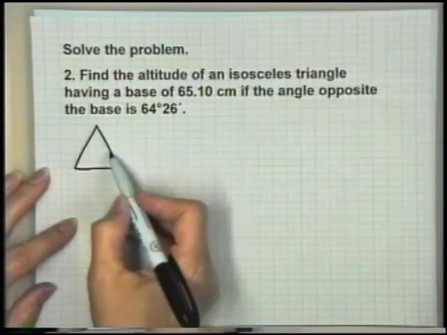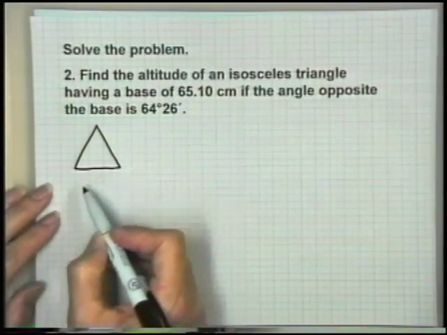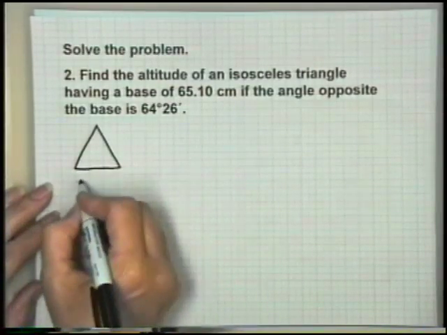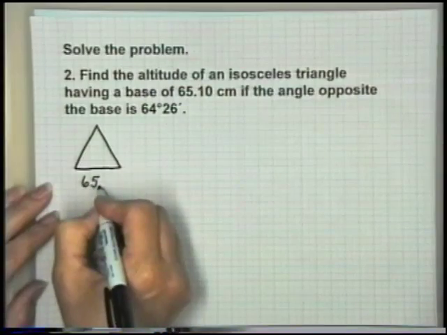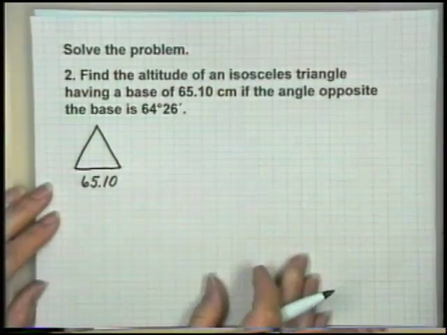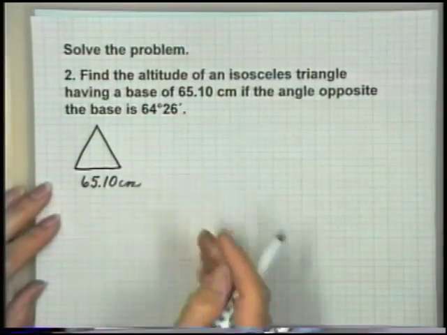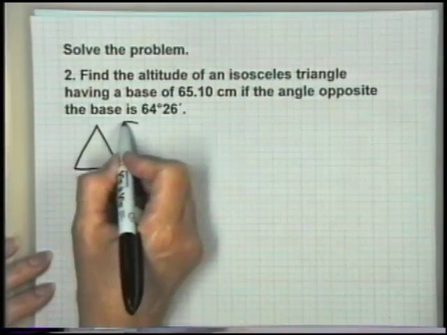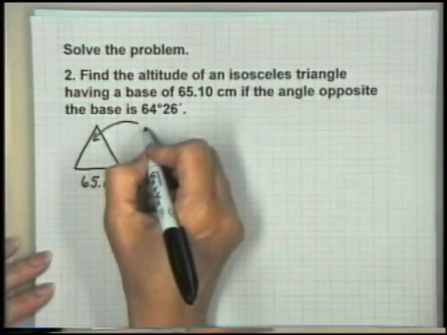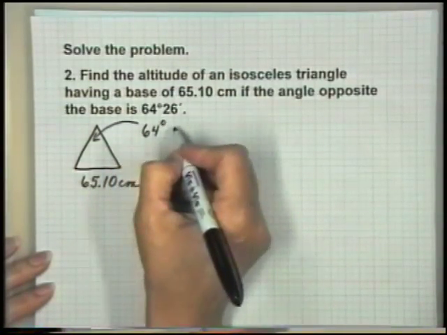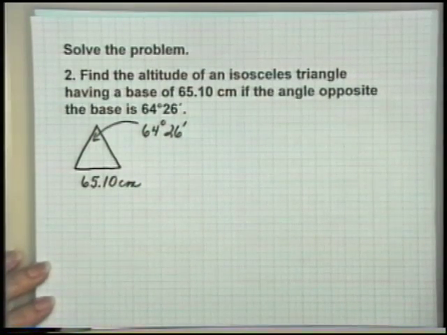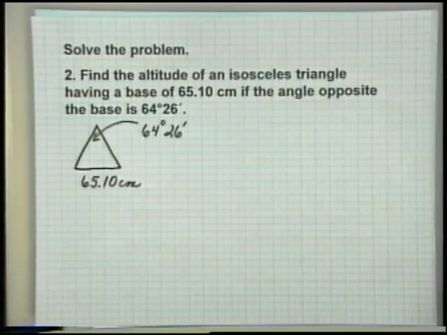All right, does it look like this side is equal to that side? Now, they tell me that the base, which would be this side, is 65.10 centimeters long, and they tell me the angle opposite the base, which would be that angle right there, is 64 degrees 26 minutes. Now they ask me to find the altitude. What is the altitude?